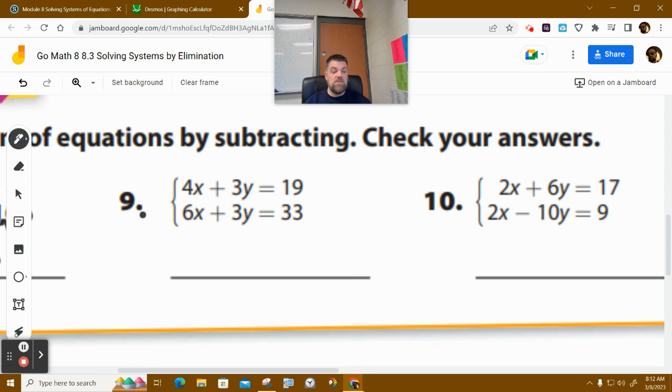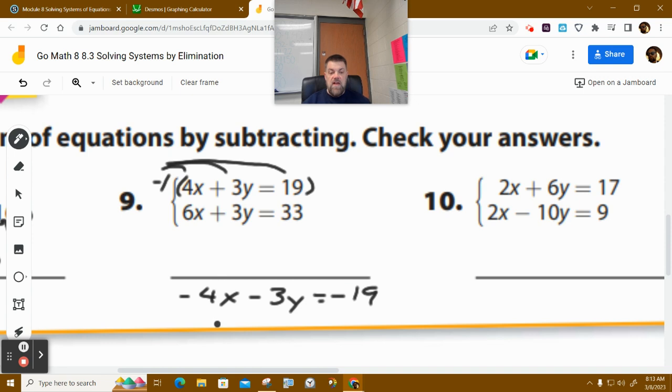They're both correct. So which one do we want to switch? The first one or the bottom one? Let's do the first one just for the fun of it. It really doesn't matter. So when I multiply this by -1, I need to multiply all three of these by -1. In other words, this becomes -4x minus 3y equals -19. And then the rest of these are just the same. So this is positive 6x plus 3y.